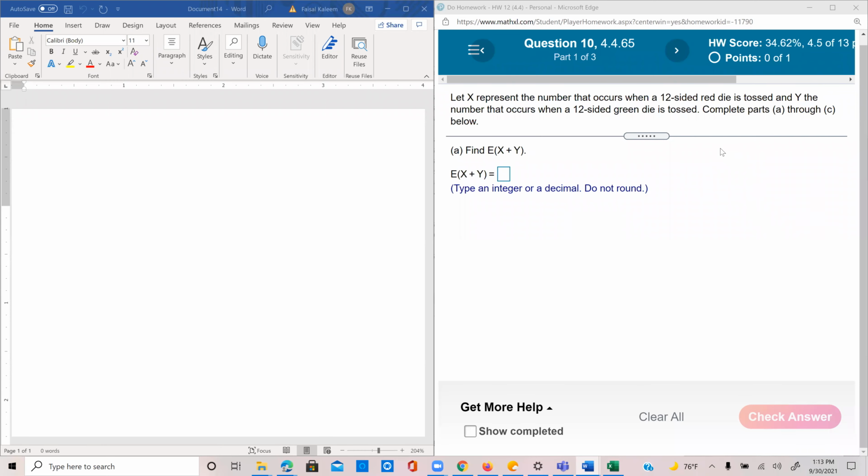Let X represent the number that occurs when a 12-sided red die is tossed, and Y the number when a 12-sided green die is tossed. Find E of X plus Y. Now, when a 12-sided die is tossed, you can get 1, 2, 3, 4, 5, 6, 7, 8, 9, 10, 11, or 12. And each of them would have probability 1 over 12, because there are 12 points.